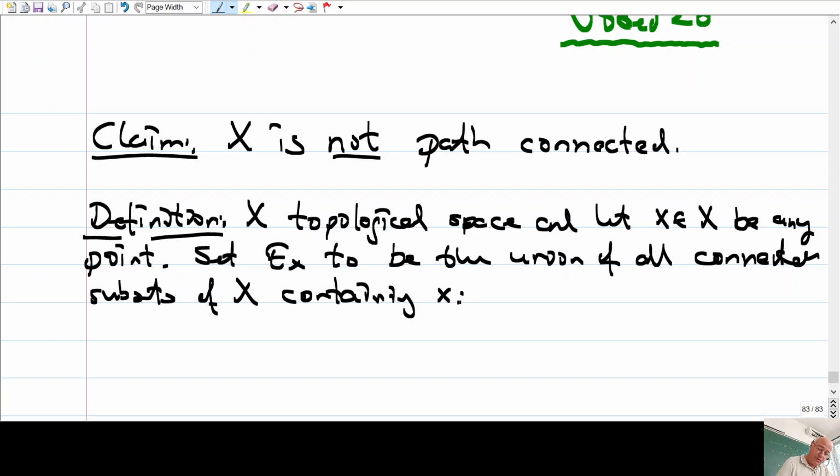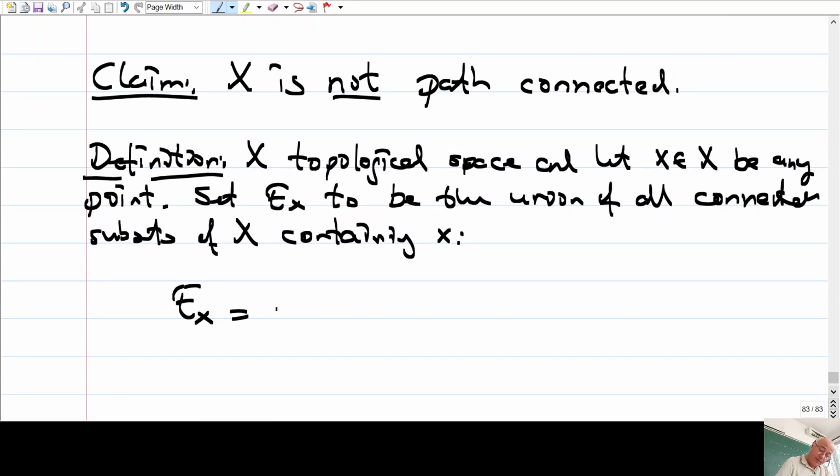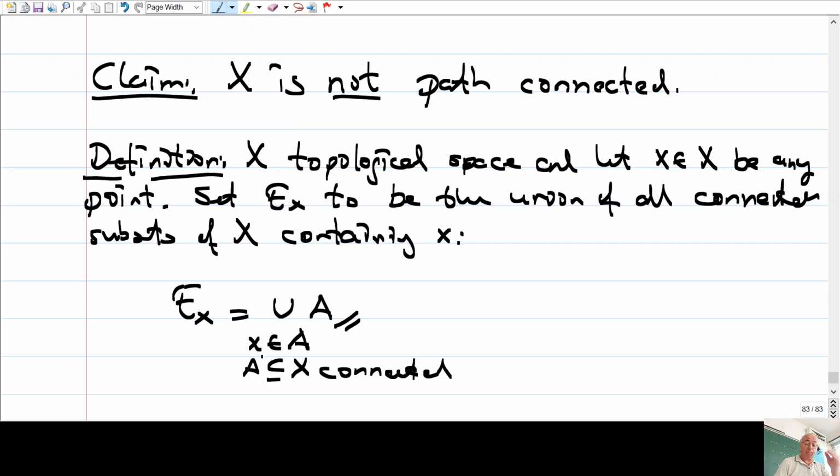So what is E_x? E_x is the following subset. It is the union of all connected sets containing x. Well, these subsets A's, they all contain a common point, which is x, and since they are all connected, their union is connected, right?